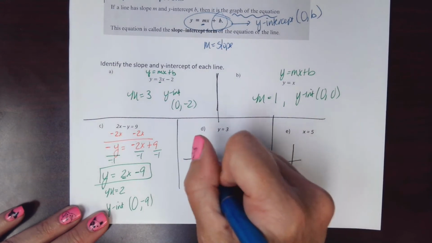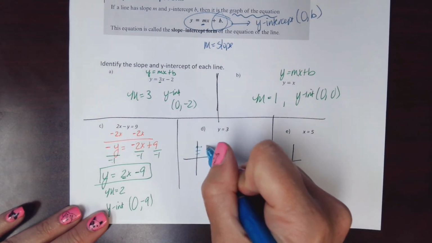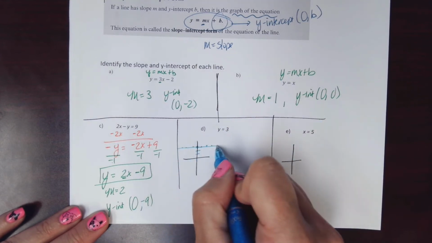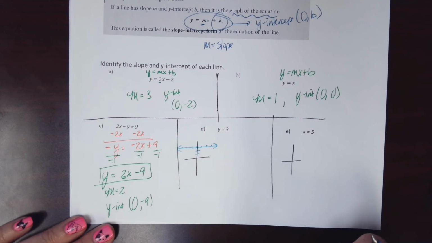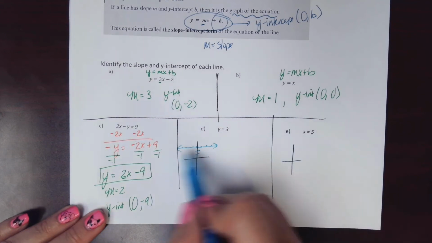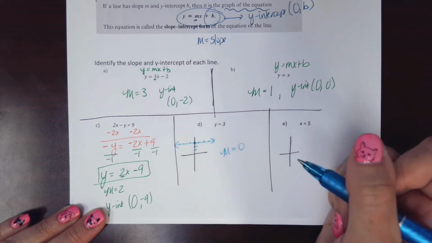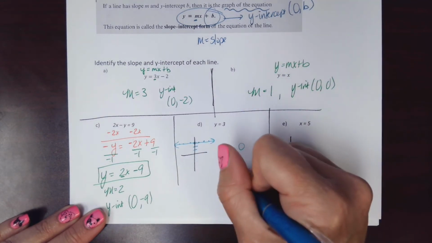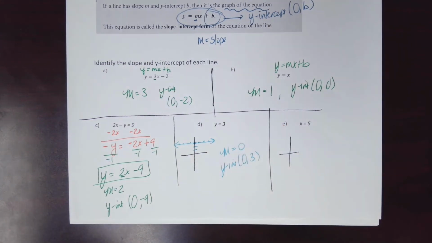Y equals 3. Well, y is 3 is right there. And y is 3 is going to be all the way across. So this line y equals 3 is a horizontal line right there. What do we know about the slope of this line? Well, the slope of a horizontal line is 0. It's my constant function. And it goes through the y-axis at 3. So my y-intercept is that 0, 3.